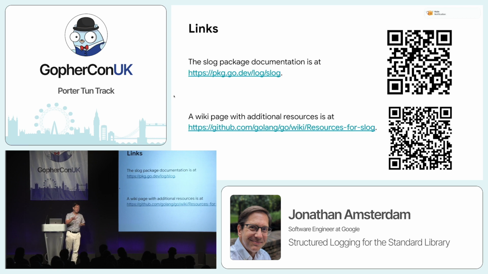So here I did put QR codes up. The pkg.go.dev link will give you all the documentation for slog, but there's also a wiki page that will show you other resources like handlers people have written. A whole bunch of handlers, colorizing text, all that stuff that we weren't going to put in the standard library, but are there. And if you come up with something, you can add it there too.